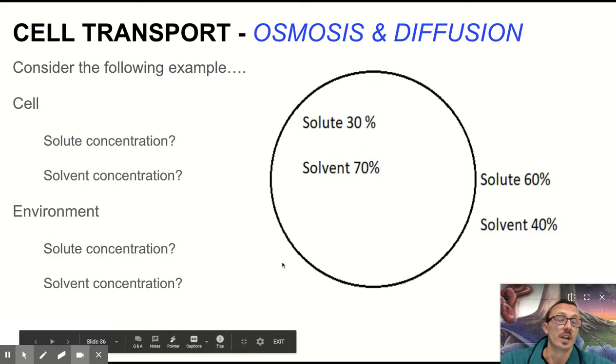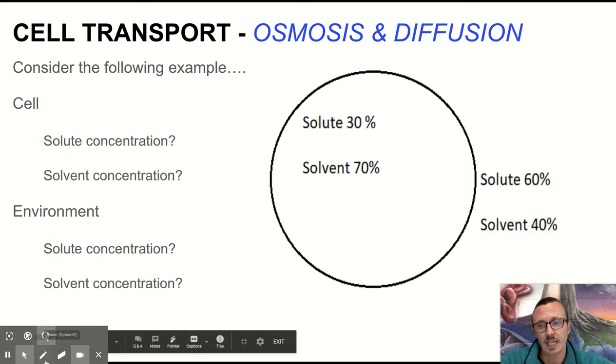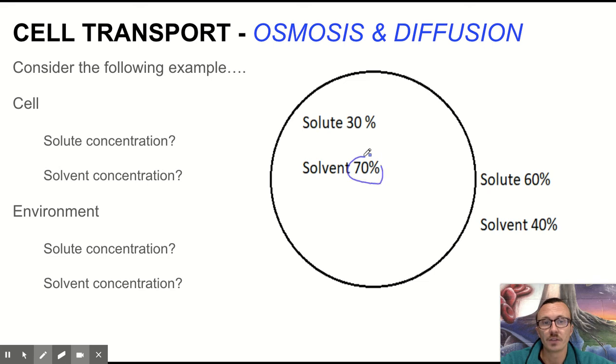Now, here we have another example. So here I've actually given you some numbers. And again, what is water going to do? Well, it looks like we've got a pretty high concentration of water here, right? So 70 is much higher than 40. And so water is going to leave the cell, right? And so water comes rushing out.